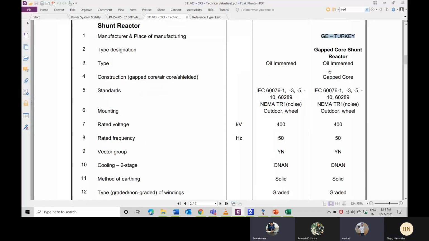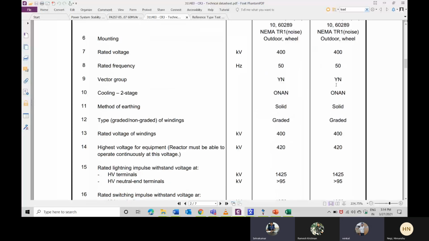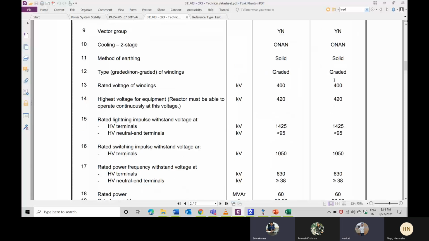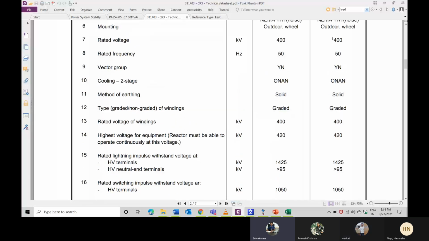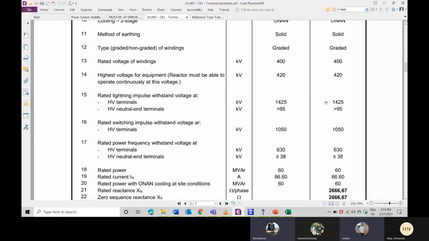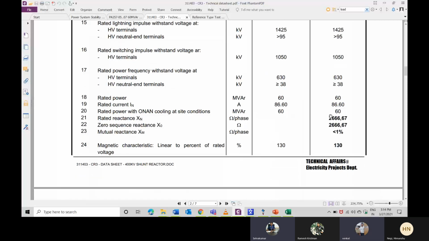Come down. Rated voltage, rated frequency, vector group is matching, cooling is matching, everything is matching. So rated voltage is 400 only. Highest voltage is 420. That's great. That's perfect. Go down. MVR. Ohms per phase. Here itself they are giving 2600. That is a reactance.